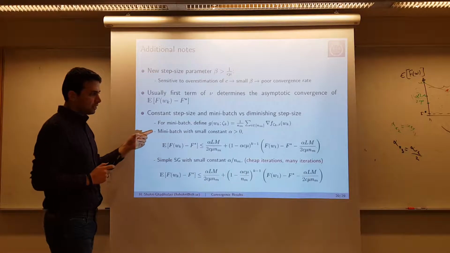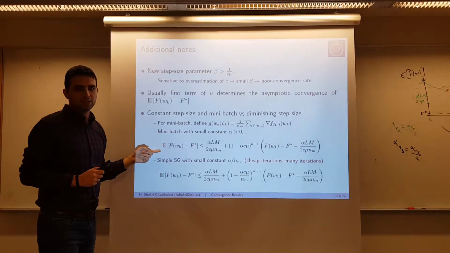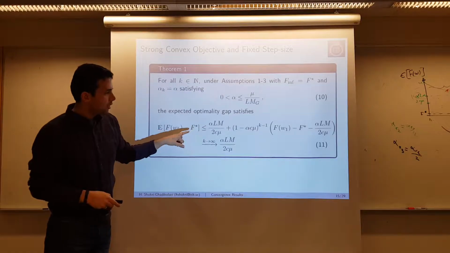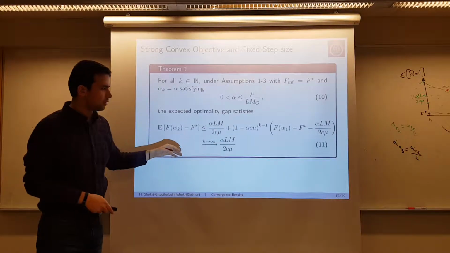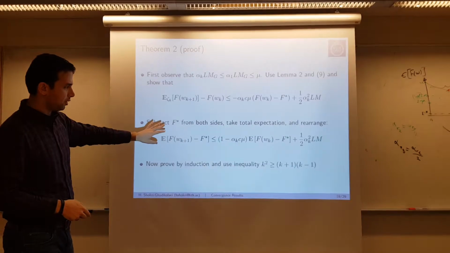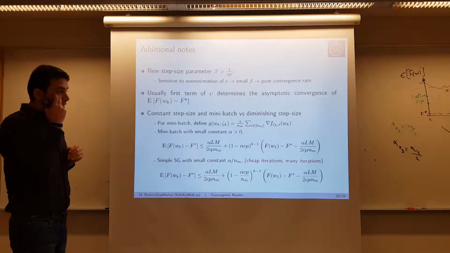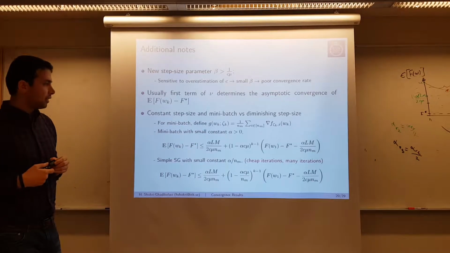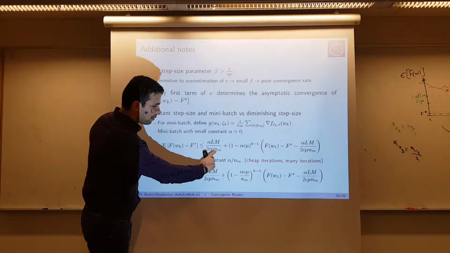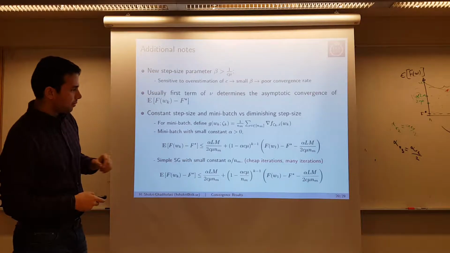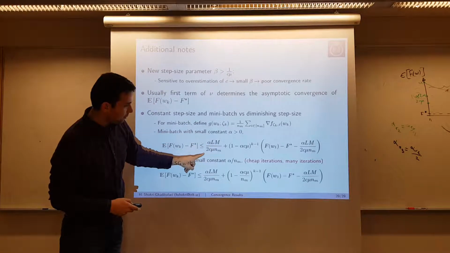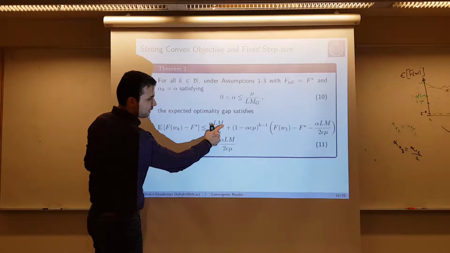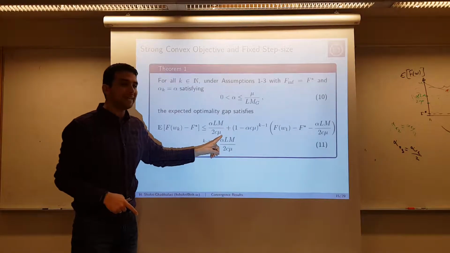For mini batch with a small constant alpha, you can have this. I did nothing but just use this inequality here, plugging everything in. So with a small constant step size alpha, for mini batch you can have this. The thing is that you have one n over m here. Why? Just look at this: alpha Lm divided by 2c mu nm, and the original thing was alpha Lm divided by 2c mu. So there was no nm there.